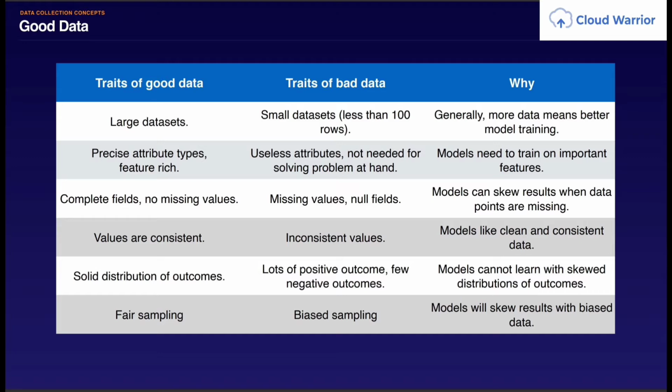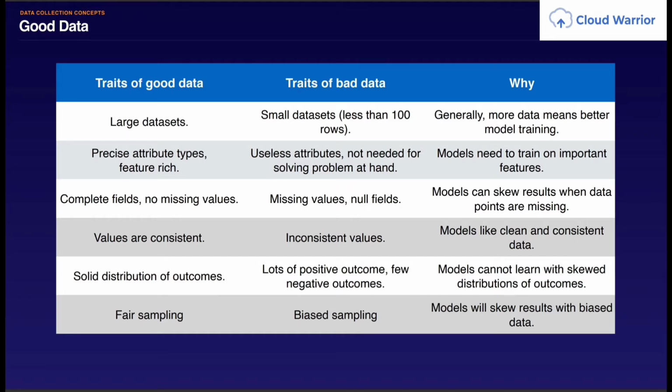That means the attributes within our data points are actually relevant to the problem at hand. Next, within that data, we hope that we have precise attribute types that are feature rich. Next, we hope that our data sets are complete with no missing values.